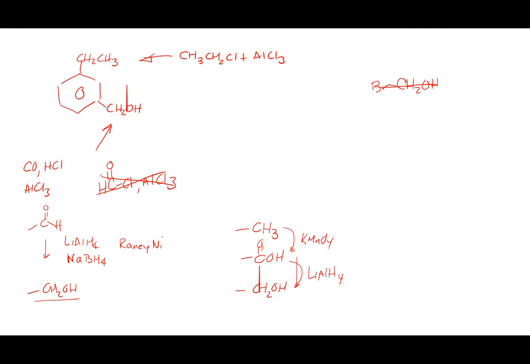Okay. So the first thing I need is a strategy to put both groups on the ring. And now I can think about the order of the reagents. Because in order to make this meta, I'm going to need a meta group on the ring. The meta group's going to have to come from forming this, and then I can think about that, when the meta group's on there, then go ahead and add the ethyl group.